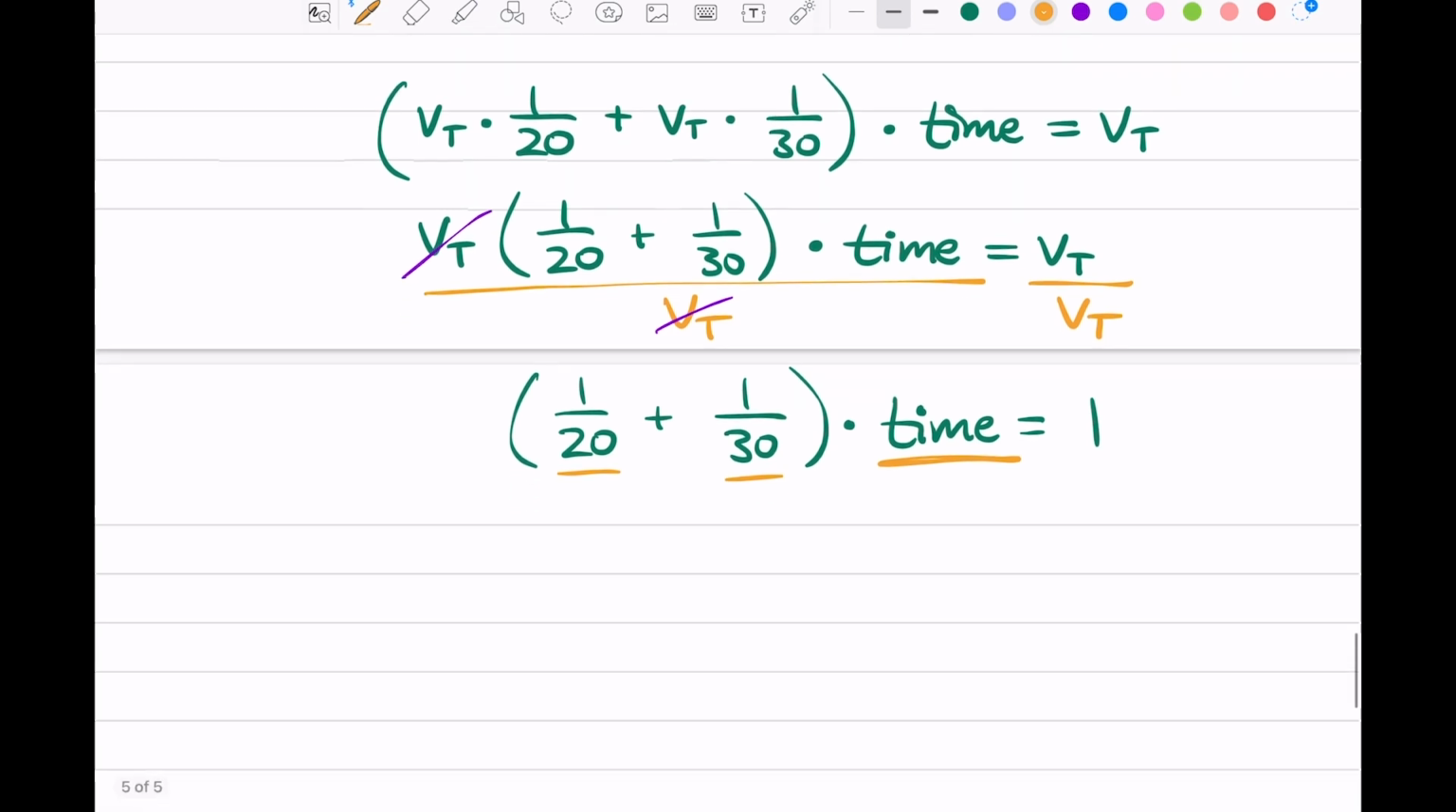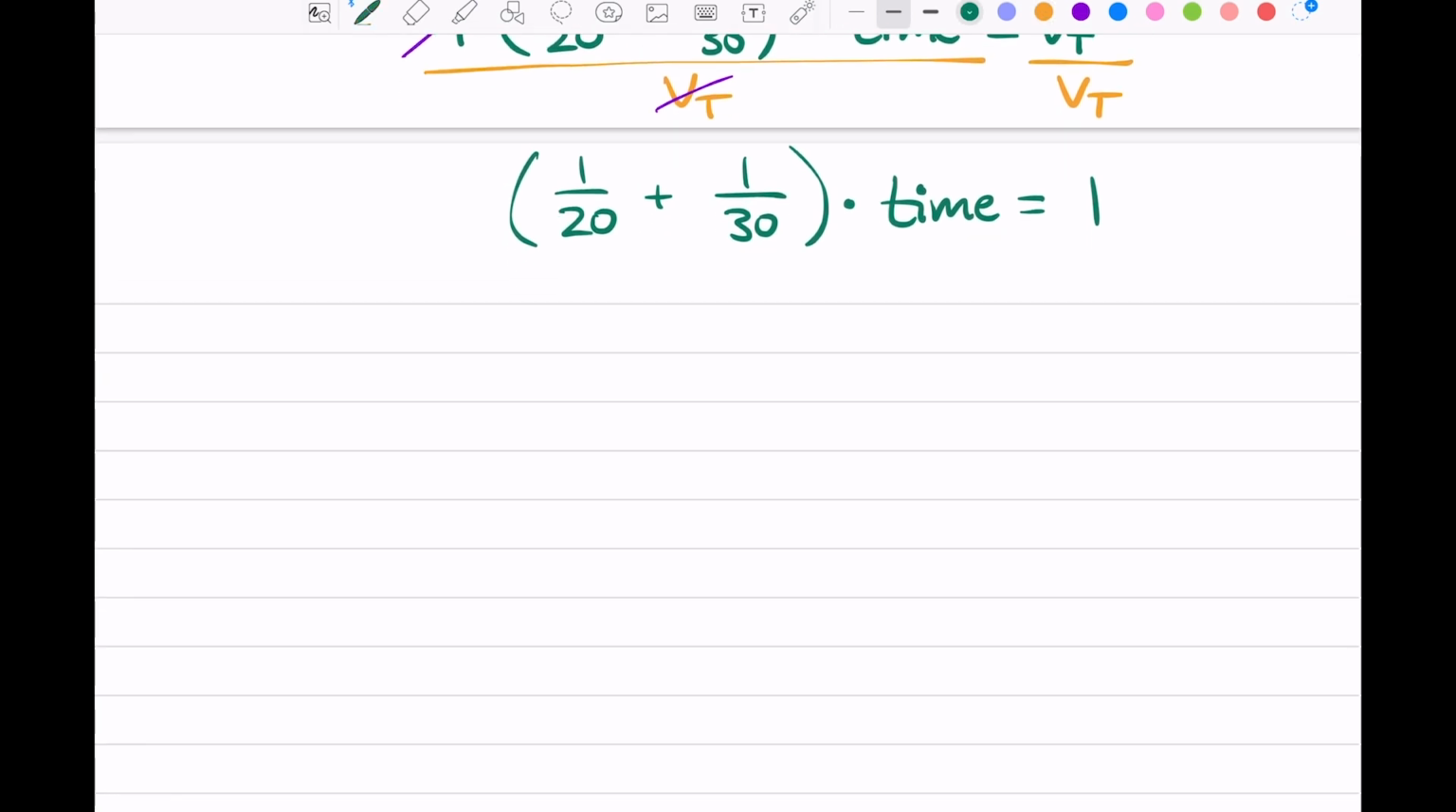So let's solve for our time. In parentheses, let's get common denominators. We can get a denominator of 60. So we multiply top and bottom by 3. So we get 3 over 60. And then we need to multiply top and bottom by 2 to get 2 over 60. Adding our fractions, we get 5 over 60.